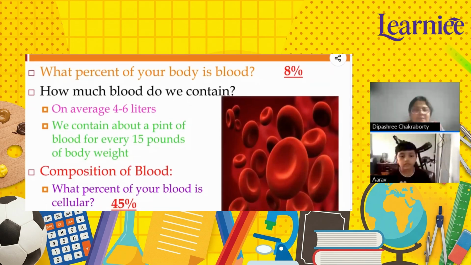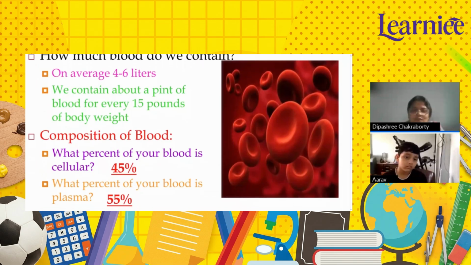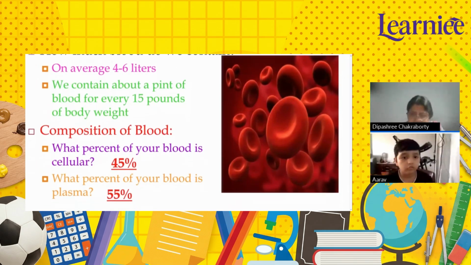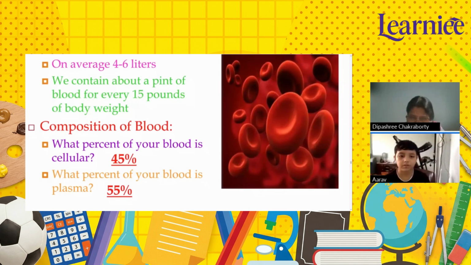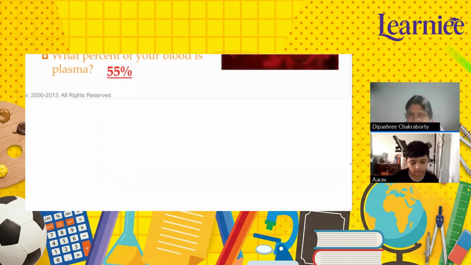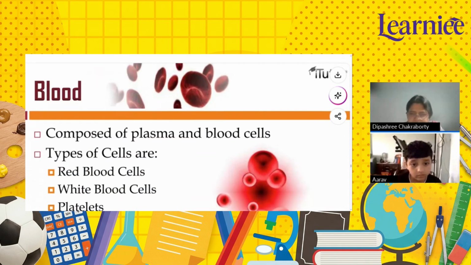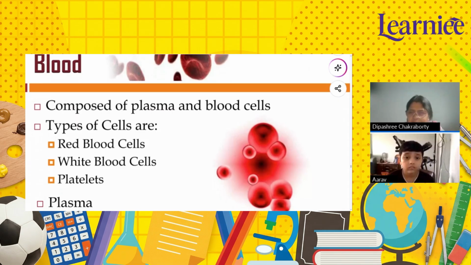Now coming to the composition of blood. Slowly we are going. Read out. What percent of your blood is cellular? 45%. What percent of your blood is plasma? 55%. Cellular means RBC and WBC, that is 45%. And plasma means the platelets and all that, this is 55%. This is the information. Now we are coming to know in detail about blood.